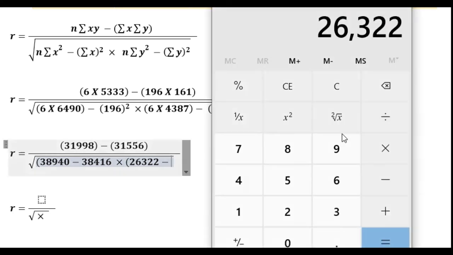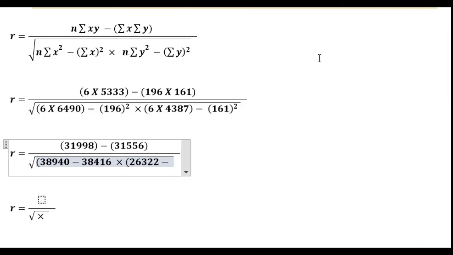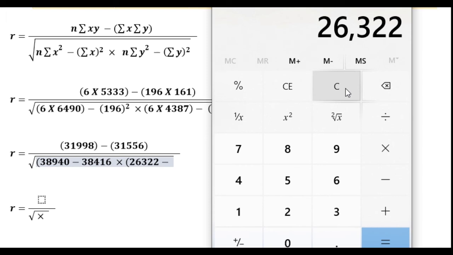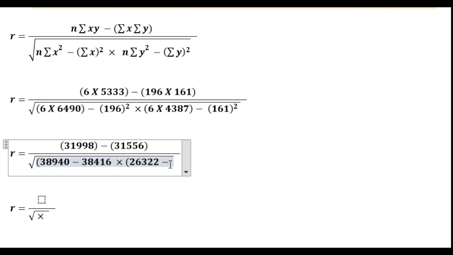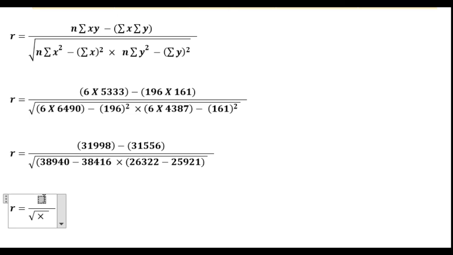26,322 minus 161 square. So 161 square is 25,921. Okay, so this is the value. So these are the values that we have calculated. Now we will find the difference of the numerators.